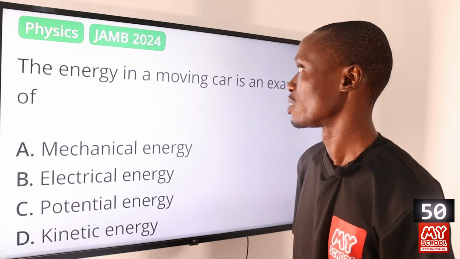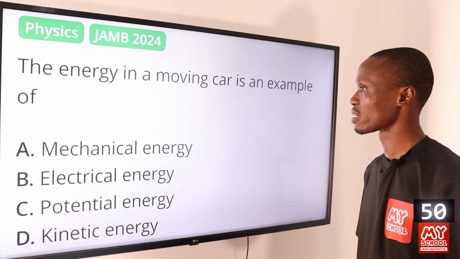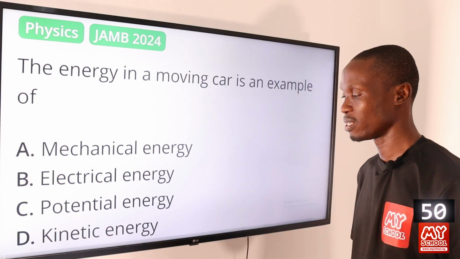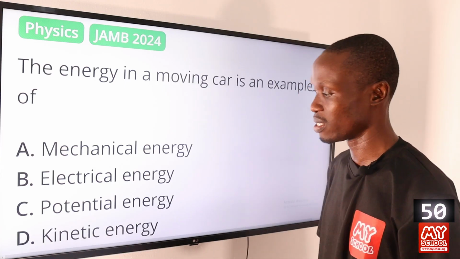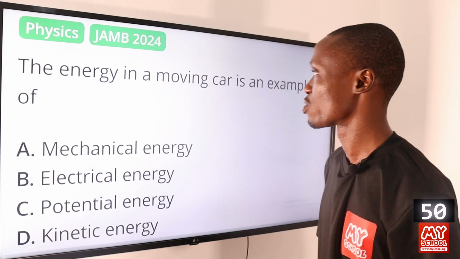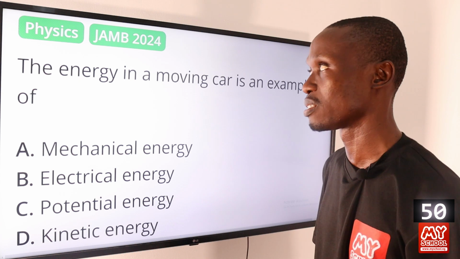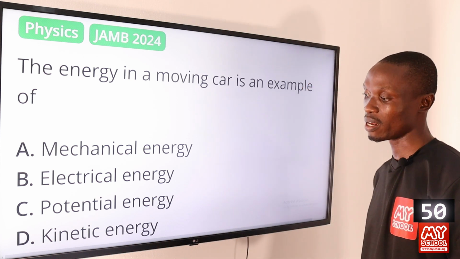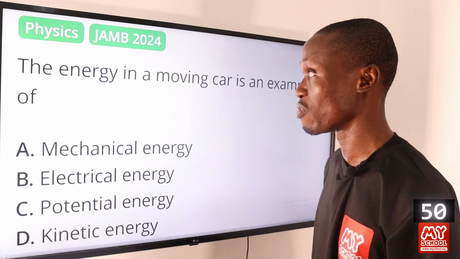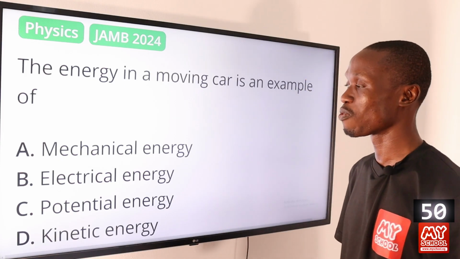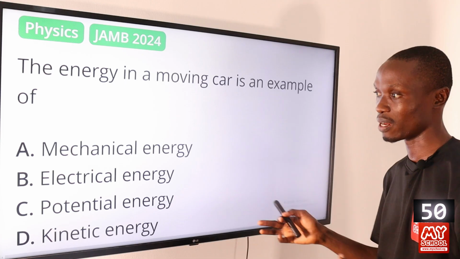Question 50. The energy in a moving car is an example of: A, mechanical energy; B, electrical energy; C, potential energy; and D, kinetic energy. So the answer to this question is kinetic energy. Kinetic energy simply is the energy possessed by a body by virtue of its motion, and the energy in a moving car is an example of kinetic energy.